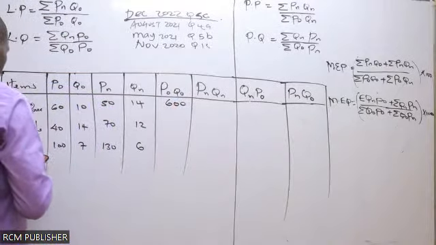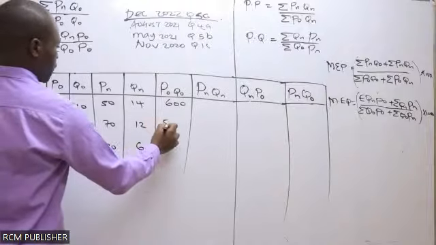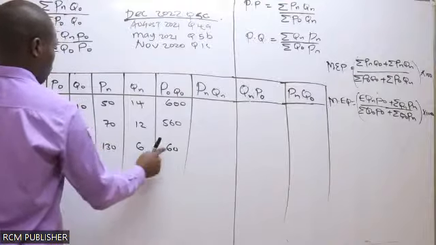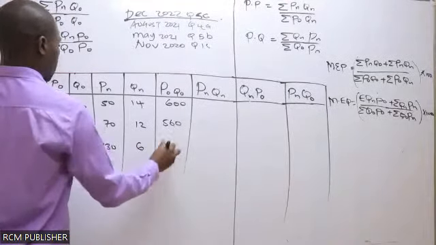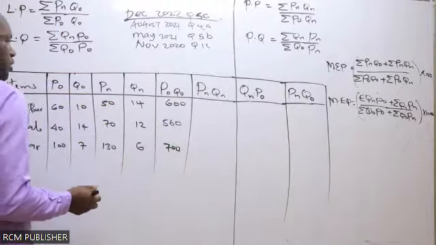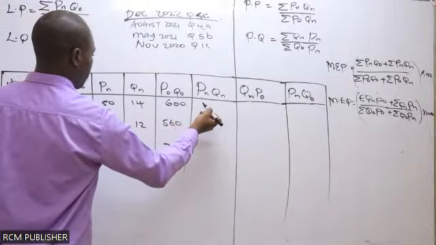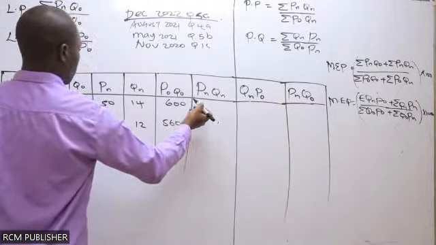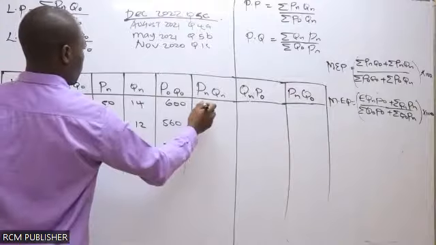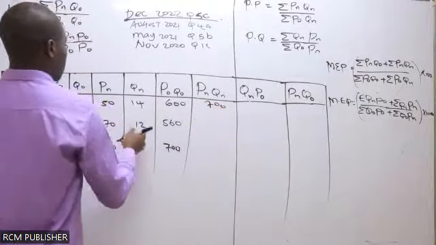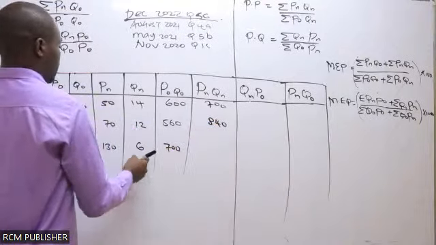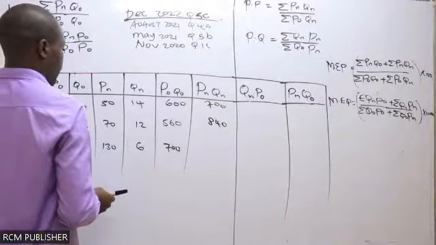So let's get POQO. That will be 60 by 10 is 600, 40 by 14 is 560, 100 by 6 is 600, 100 by 7 is 700. So PNQN, these ones here: 50 by 14 is 700, 70 by 12 is 840, 130 by 6 is 780.